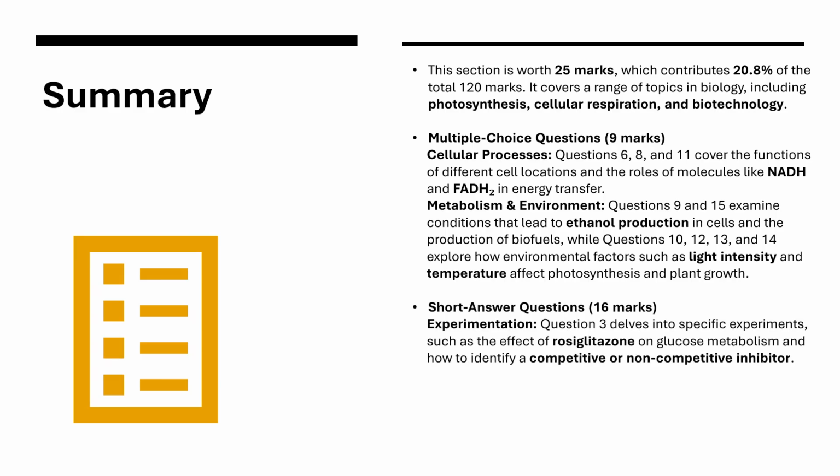Short answer questions, 16 marks. This section requires more detailed and analytical answers. Experimentation. Question 3 delves into specific experiments, such as the effect of rosiglitazone on glucose metabolism and how to identify a competitive or non-competitive inhibitor.